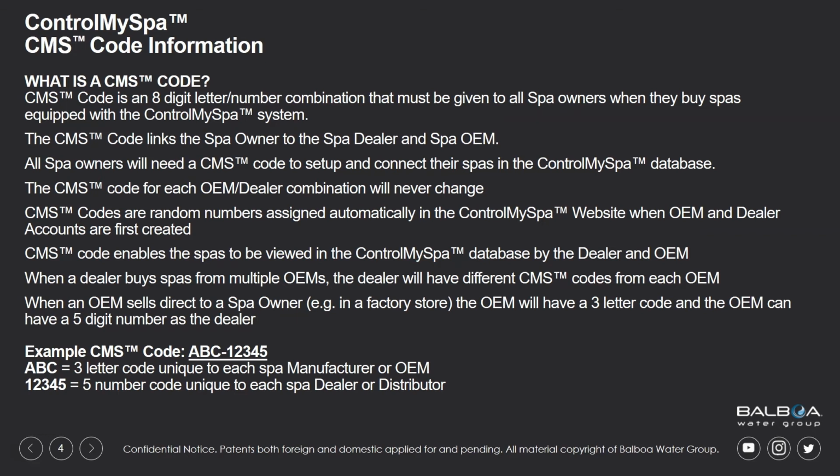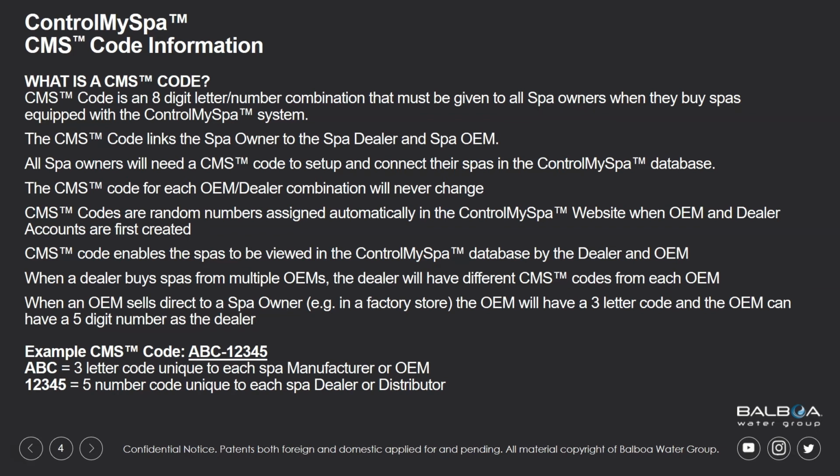Here's an example CMS code, ABC12345. The ABC is a 3-digit code unique to each spa manufacturer OEM. In some cases that's done as distributors, in some cases on a case-by-case basis. And each dealer has a code, 12345, that comes after the OEM code.